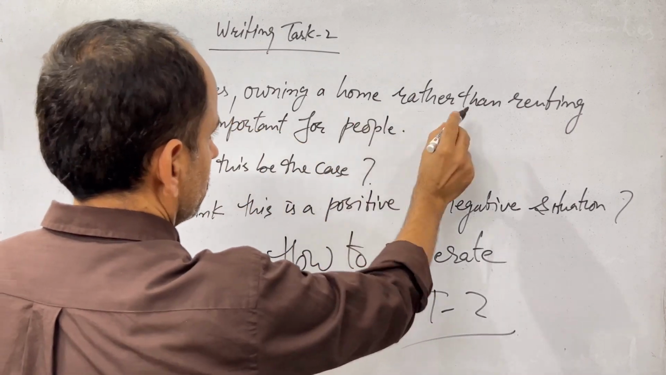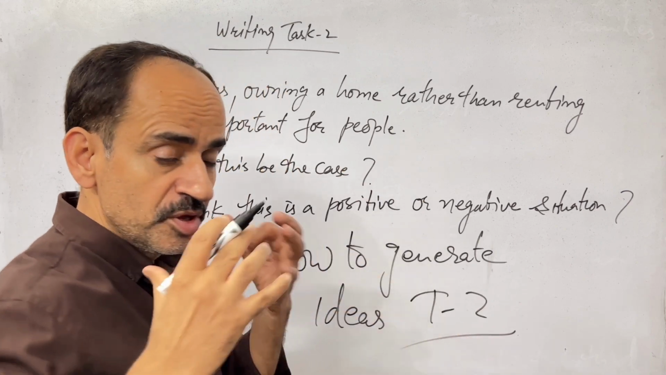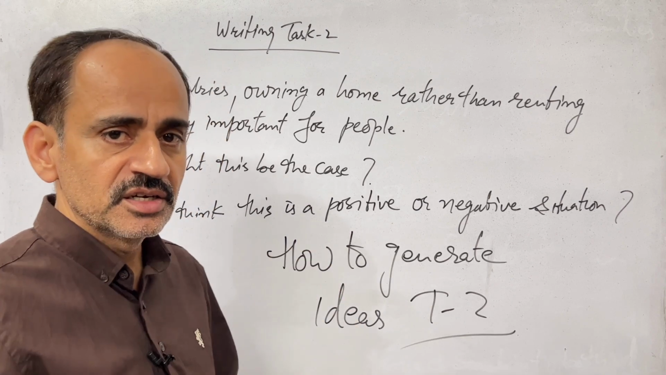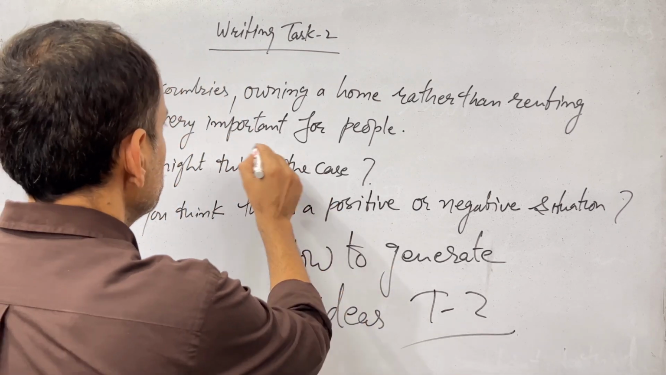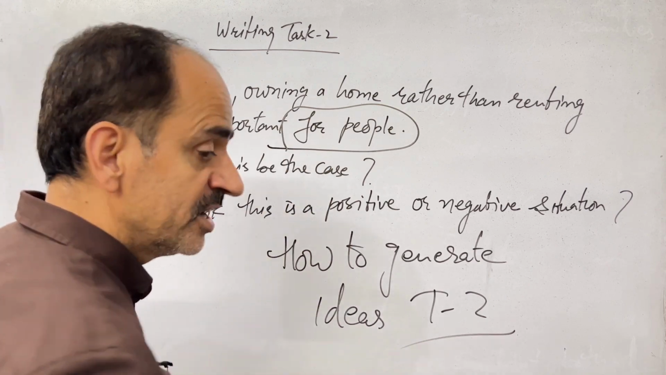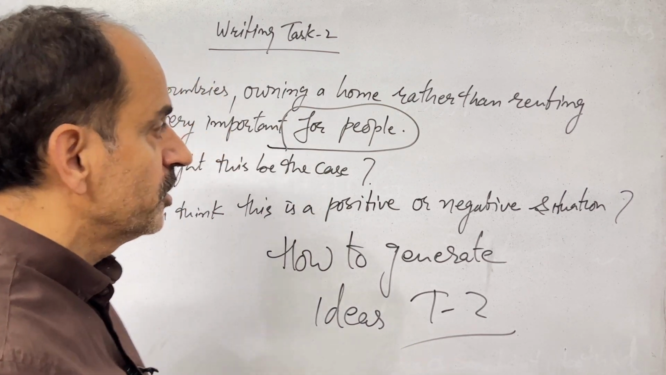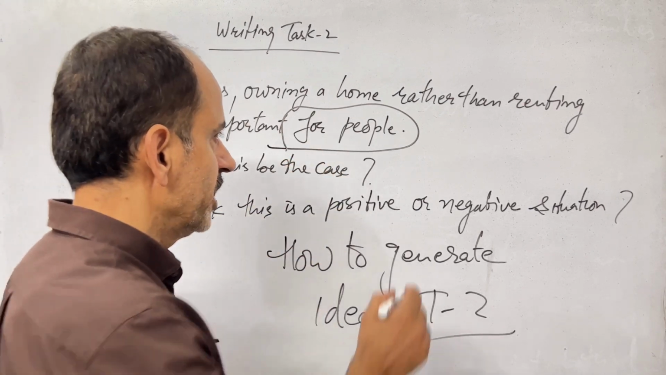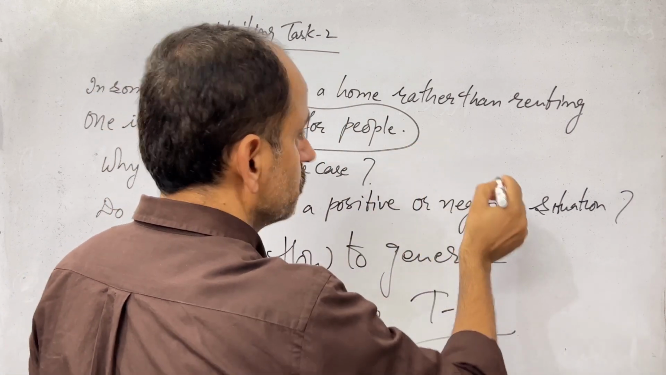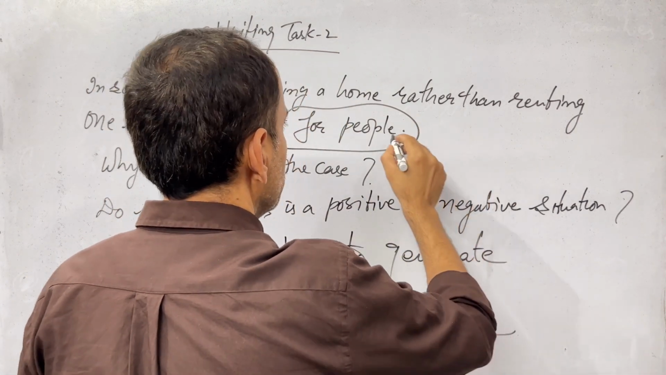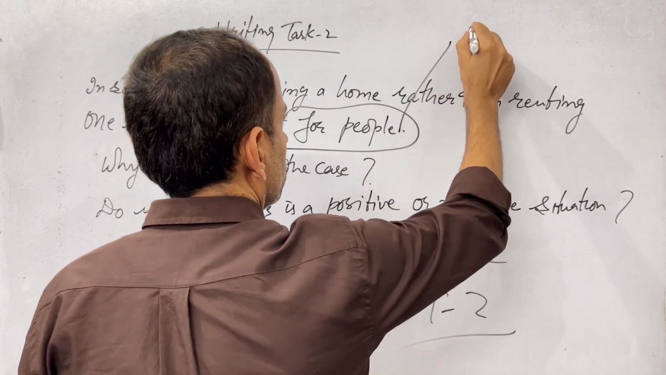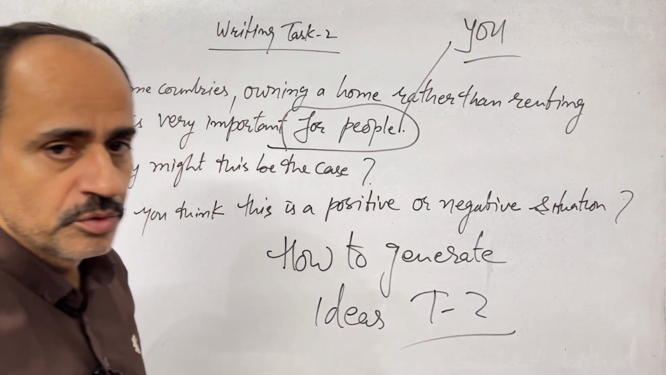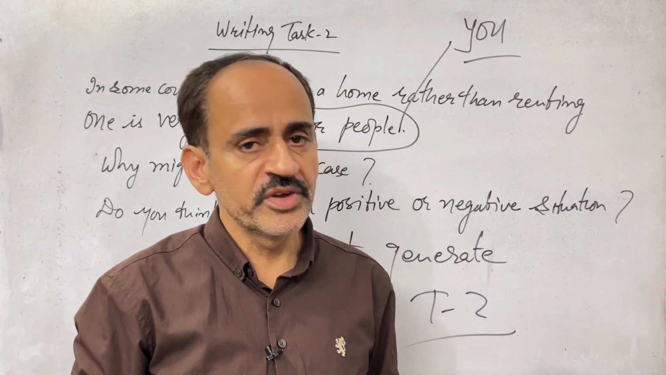Look at the subject or the people to whom this task is addressed. किनको ये task बोली गई है? That is important for people. Renting a home or living in own accommodation, which is more important? So for people. So I just circle the people here. What do you need to do? You have to assume that instead of people, you are there. Means this task is to you. What is important to you? Living in own house or living in a rented house.